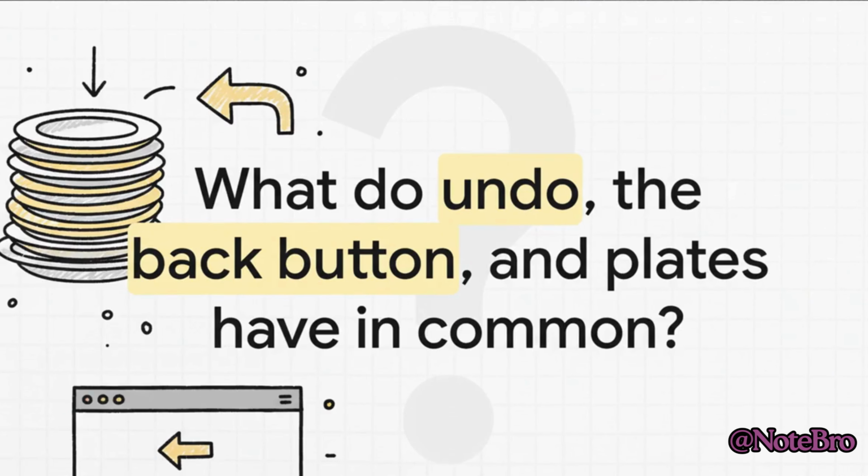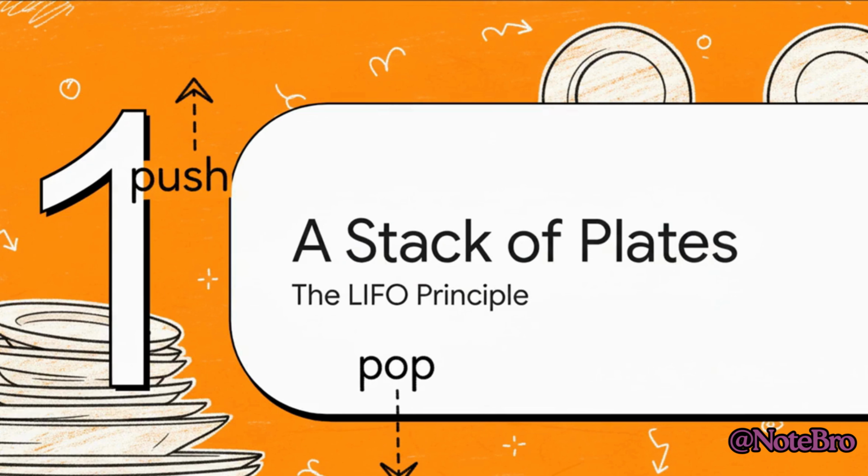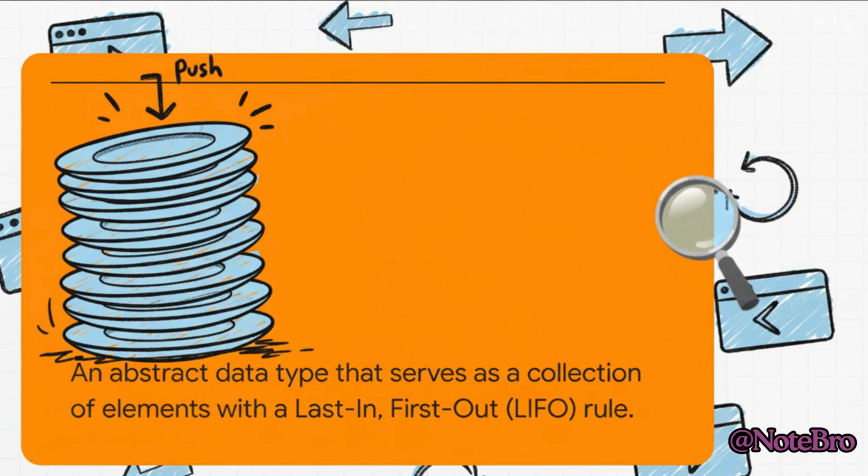So I want to start with a bit of a puzzle for you. What could your browser's back button, that undo command that we all rely on, and a regular old stack of plates possibly have in common? I know, it sounds like a weird riddle, but the answer actually gets to the very heart of a huge concept in computer science. And believe it or not, the key to that whole riddle lies right here, with something you see every day. We're going to use a simple stack of plates to figure out exactly how a digital stack works.